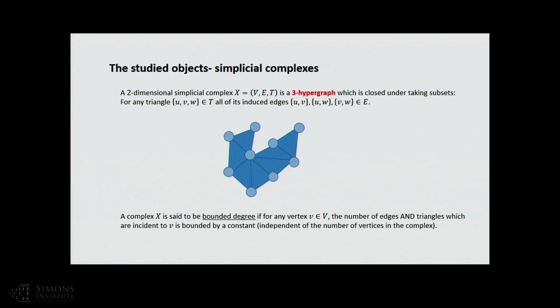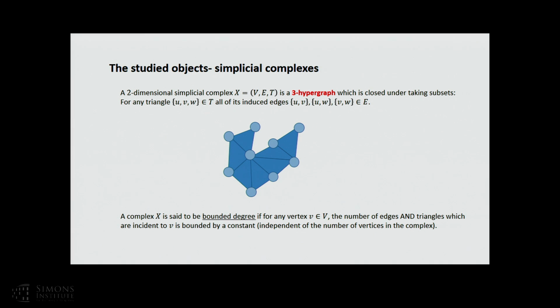Okay, so what are the objects we talk about? What is the high-dimensional version of expander graphs? Let's just focus on the 2-dimensional case. A 2-dimensional complex is a 3-uniform hypergraph. So we have vertices, and every edge is composed of 3 vertices, so it's basically a triangle. And then it's also closed under taking subsets. It means that if we have a triangle in our complex, for example a triangle UVW, then all of its induced edges are also in the complex. So UV, UW, and VW are also in the complex.